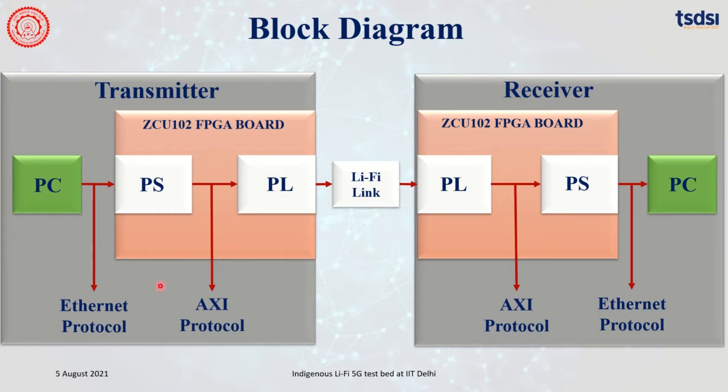In this presentation, I am explaining about the data communication between PC to PS using the Ethernet protocol and PS to PL using the AXI protocol on the transmitter side. And also on the receiver side, I am explaining about the data communication between PL to PS using the AXI protocol and PS to PC using the Ethernet protocol. How we can transfer the data through the Ethernet protocol and AXI protocol, I am explaining in the next slides.